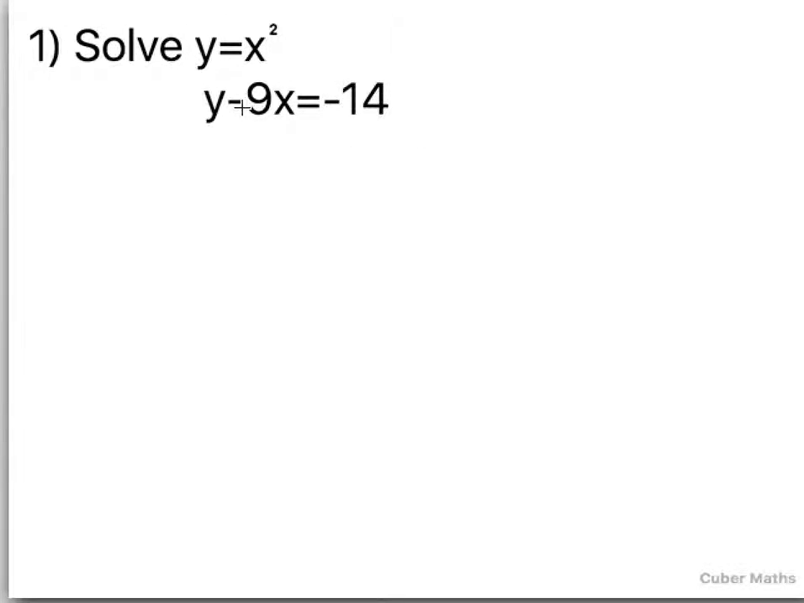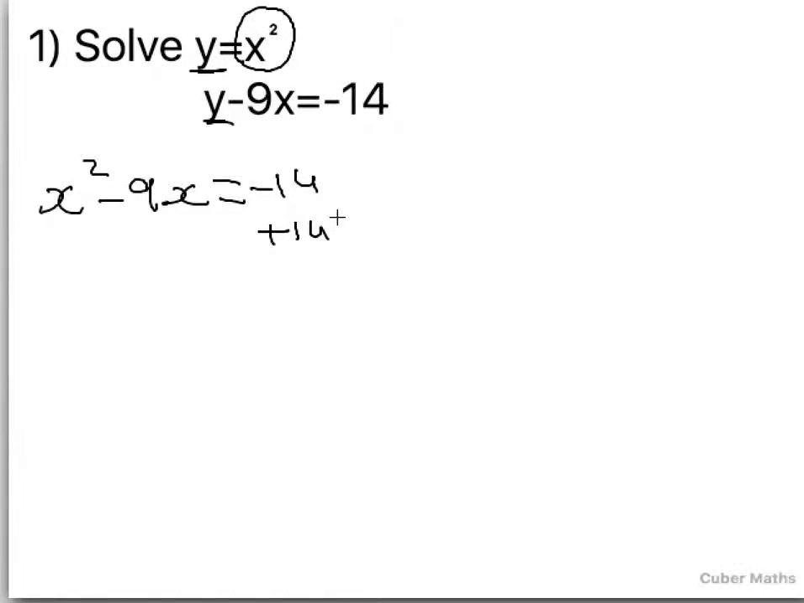So if we look at our equations, we have y equals in this first one here and a y in the bottom one. So what we're going to do simply is just substitute the x squared into where the y is. Because they're both y, we know it's going to be equal. So if we substitute x squared into where y is, it's going to give us x squared minus 9x is equal to minus 14. Now the next step is to get it equal to 0. So all we're going to do that is plus 14.